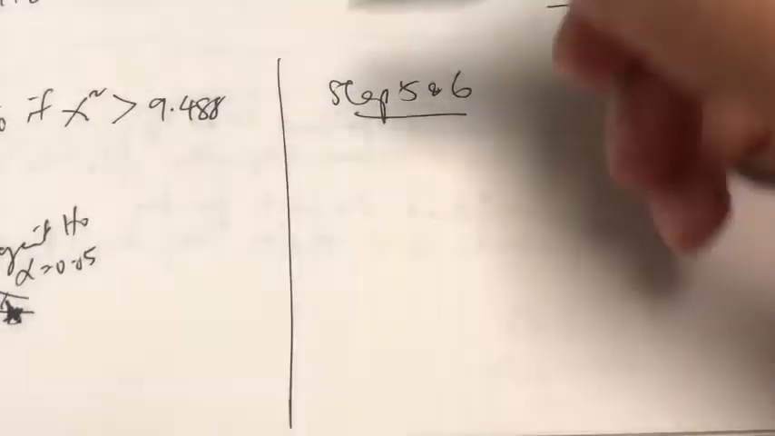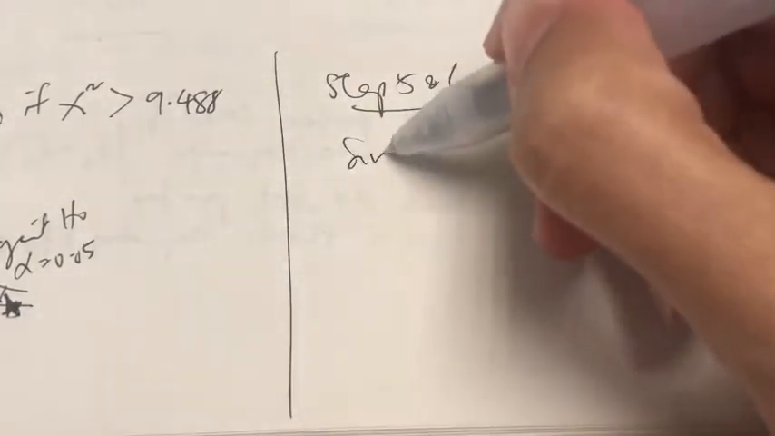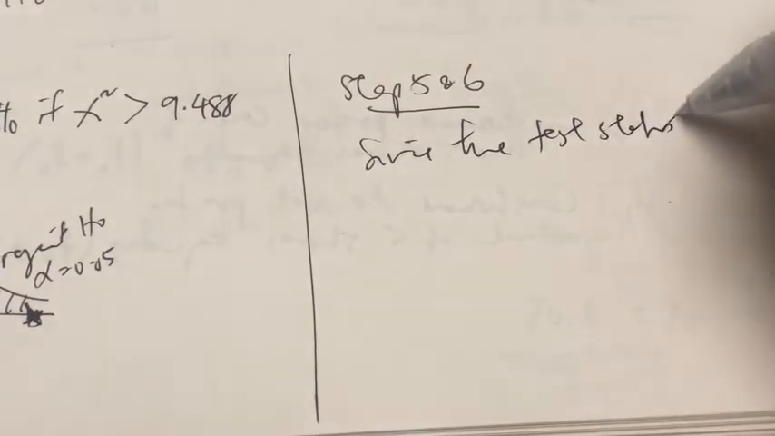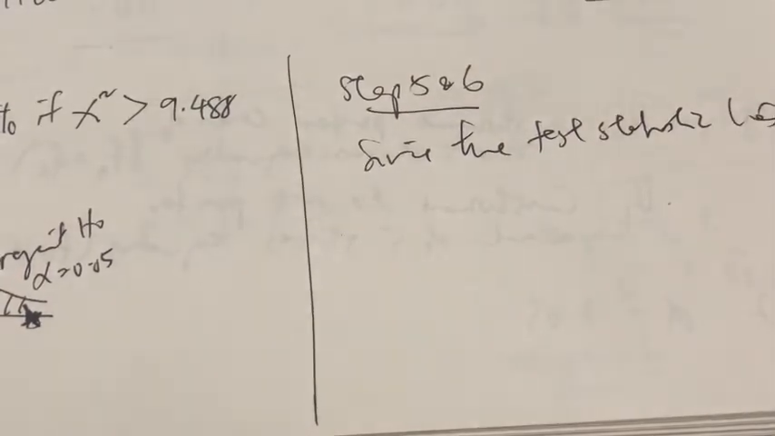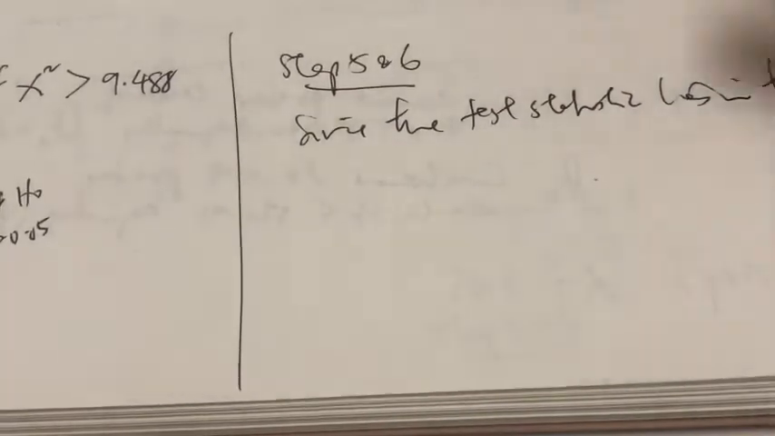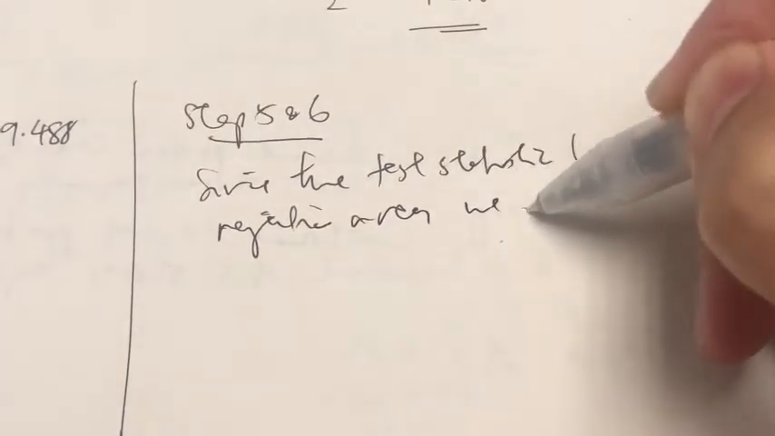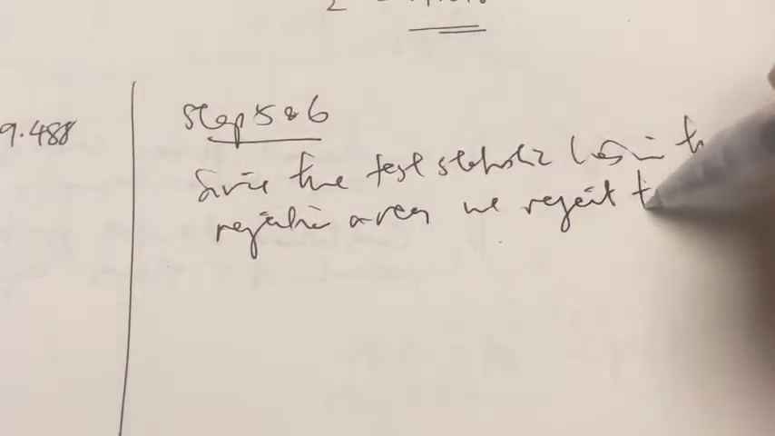So what do we need to do? We reject the null, since the test statistic lies in the rejection area. You can see that. We reject the null hypothesis.